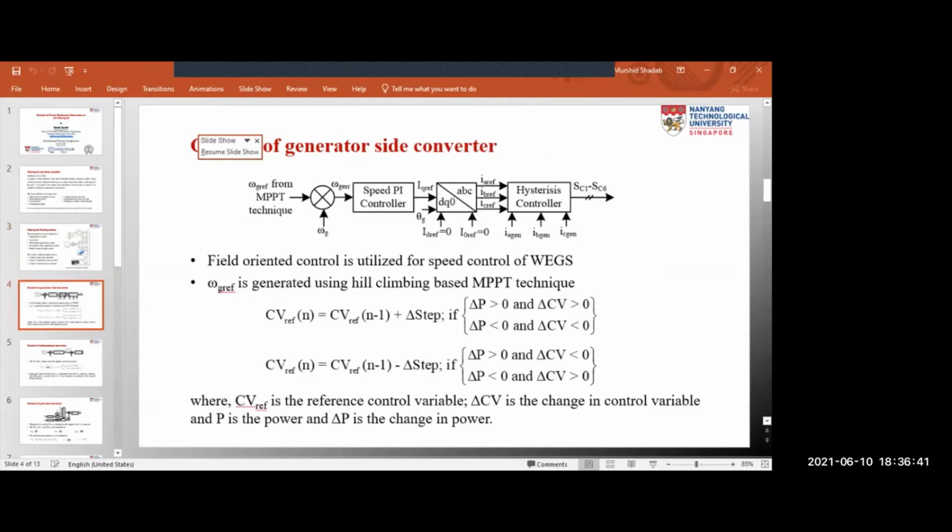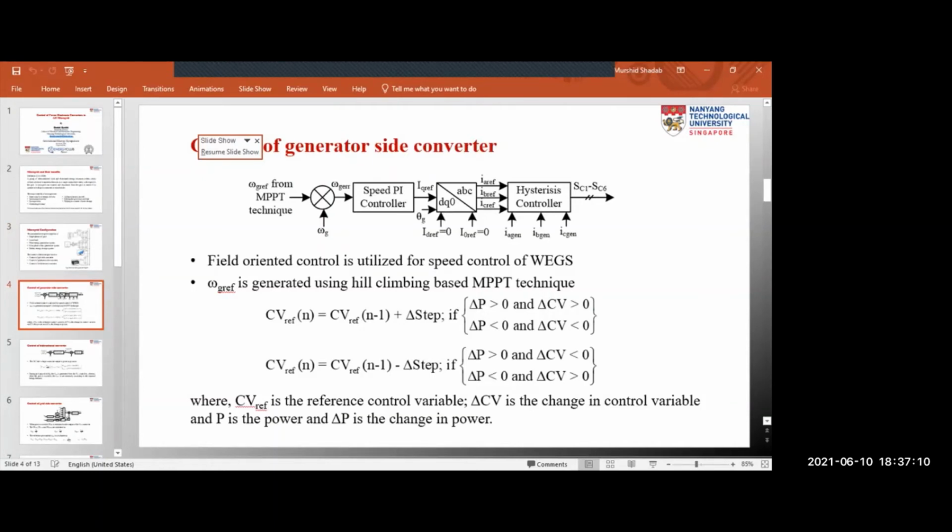So here is the control structure for the generator side converter. We know that for extracting optimum power from the wind generator, we need to run the generator at a particular speed according to the wind speed. So for this, we have used the hill climbing algorithm for the generation of reference generator speed, so that we could extract optimum power from the wind generator.